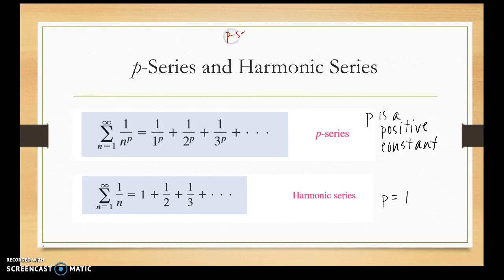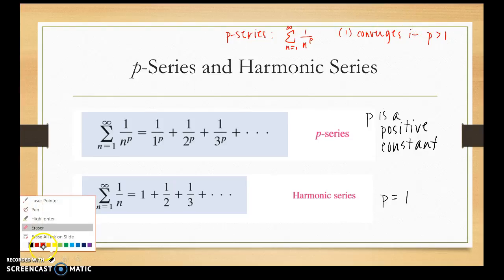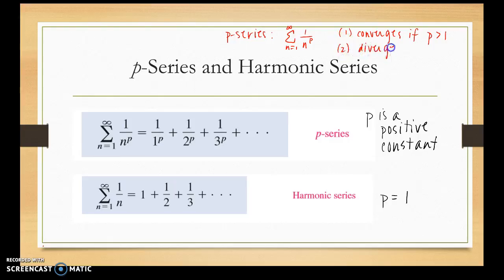All right, so your P series test. We have a P series defined, the sum from n equals 1 to infinity of 1 over n to the p. This converges if p is greater than 1. So it converges if your exponent is bigger than 1, and therefore it diverges if p is between 0 and 1, and if p equals 1.